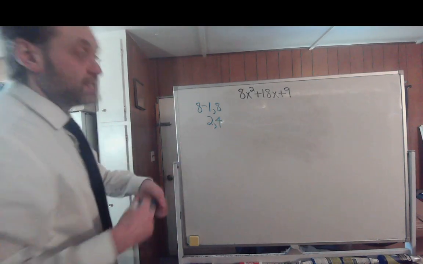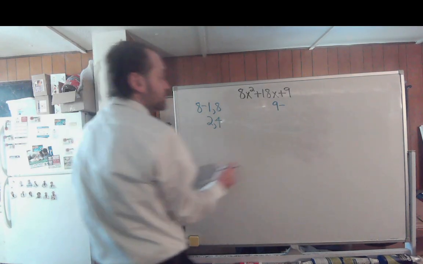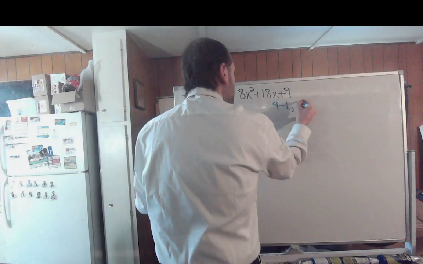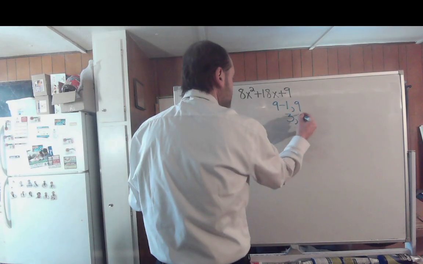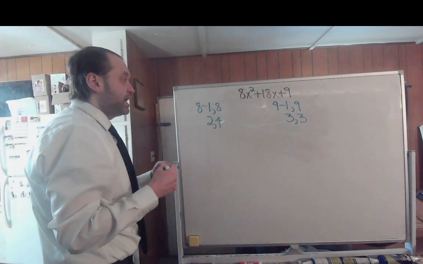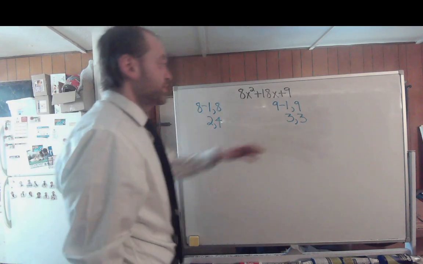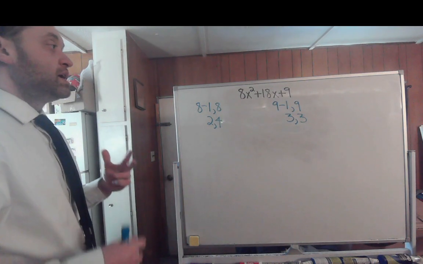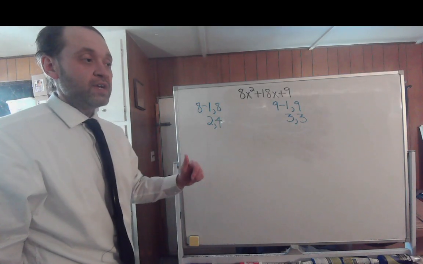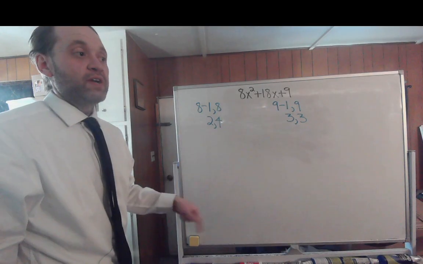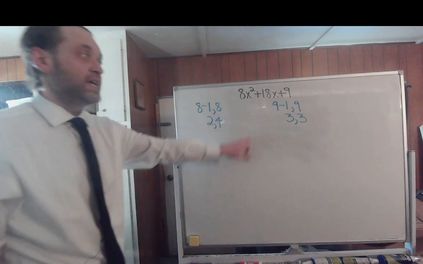Now, let's look at factors of 9. Of course, you have factors of 1 and 9. What else do you have? Then you have 3 and 3. That's it. So you have 1 and 9 and 3 and 3 for your factors of 9. Again, the goal is to figure out one factor of 8 times one factor of 9 plus the other factor of 8 times the other factor of 9 that when added together will give you the middle coefficient of 18.